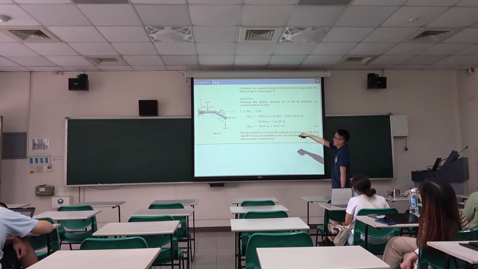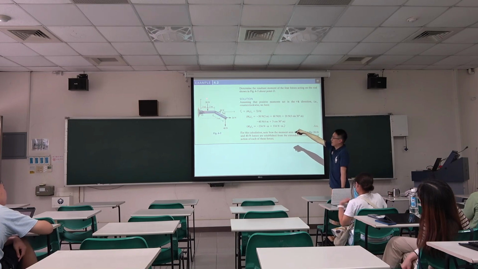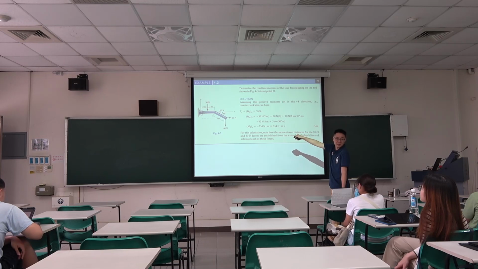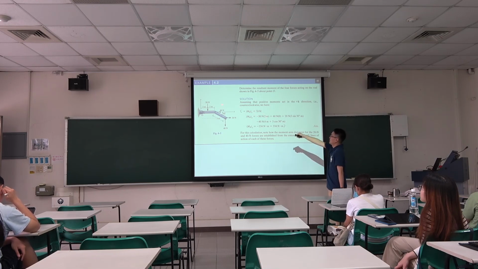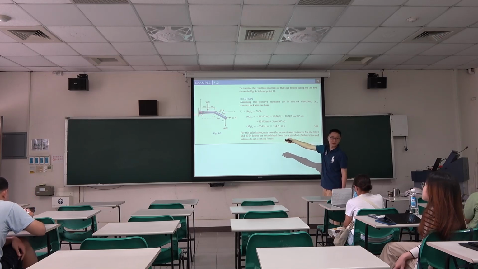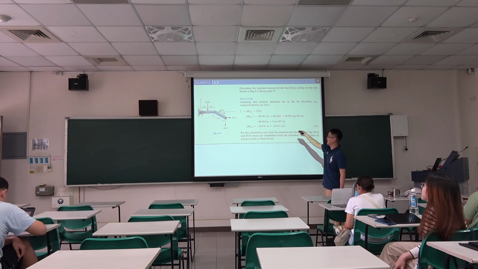For reference point O here, this 50 Newton force, the level arm is this one. The force direction and level arm are perpendicular. Is it positive or negative? Negative, yes, because it's a clockwise moment. Then we look at the second force, 60. This force passes through point O, so there is no moment. So the contribution is 0.